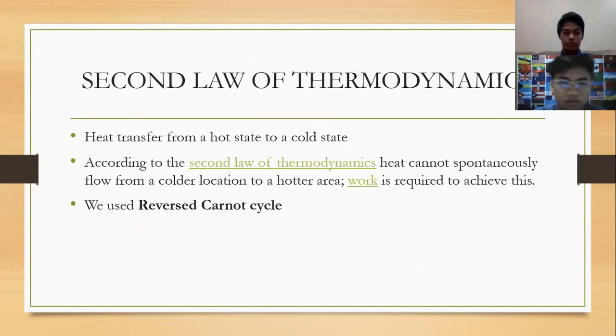So for the second law of thermodynamics, basically the law states that heat transfers from a hot state to a cold state. According to the second law of thermodynamics, heat cannot spontaneously flow from a colder location to a hotter area. Work is required to achieve this. An air conditioner requires work to cool a living space, moving heat from the cooler interior to the warmer outdoors. Similarly, a refrigerator moves heat from inside the cold icebox to the warmer room temperature air of the kitchen.